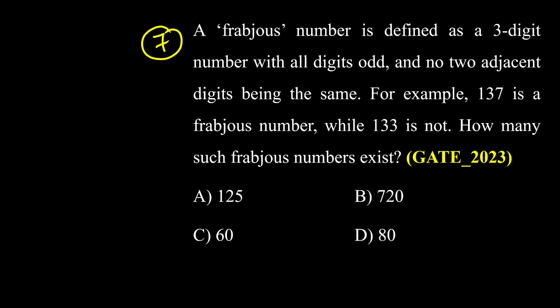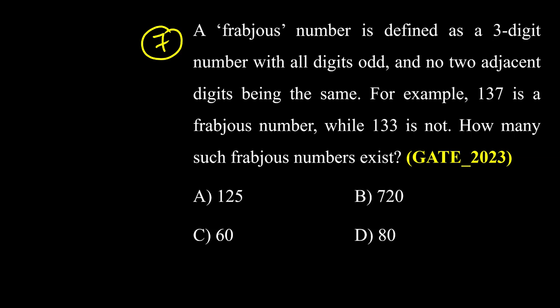3-digit numbers with all digits odd. But one extra point they mentioned: no two adjacent digits being the same. Okay. Satisfying this, let me know the numbers. Apart from 137 and 133. 137 is a satisfying one because all are odd digits, adjacent is not same. 133 no, because odd okay, but 3 and 3 is adjacent, adjacent should not be same.